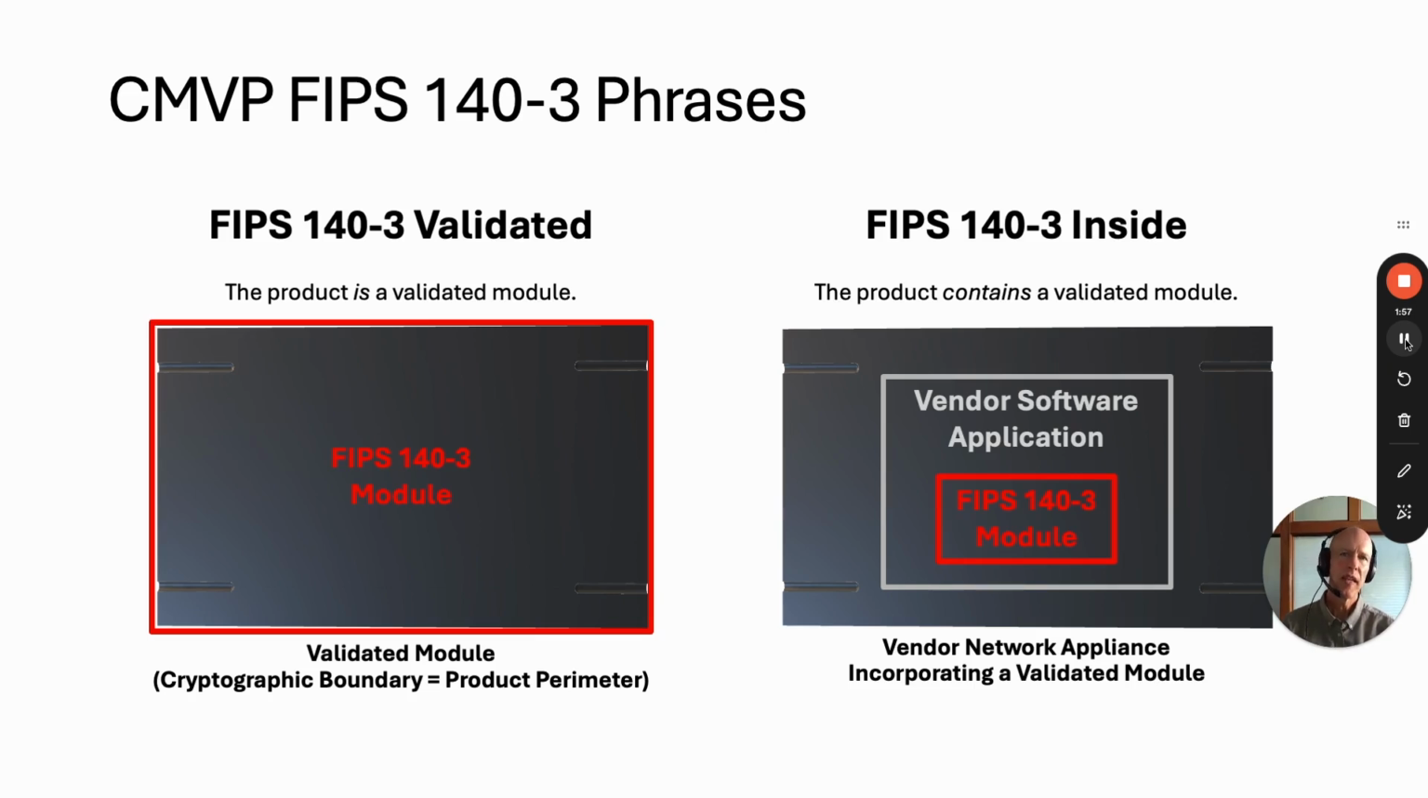The CMVP allows two phrases when referring to FIPS 140-3 cryptographic modules. On the left side of this slide, we see a network appliance where the cryptographic module and the actual physical perimeter of the device are the same. In this case, the entire product was validated, so you may use the phrase FIPS 140-3 validated.